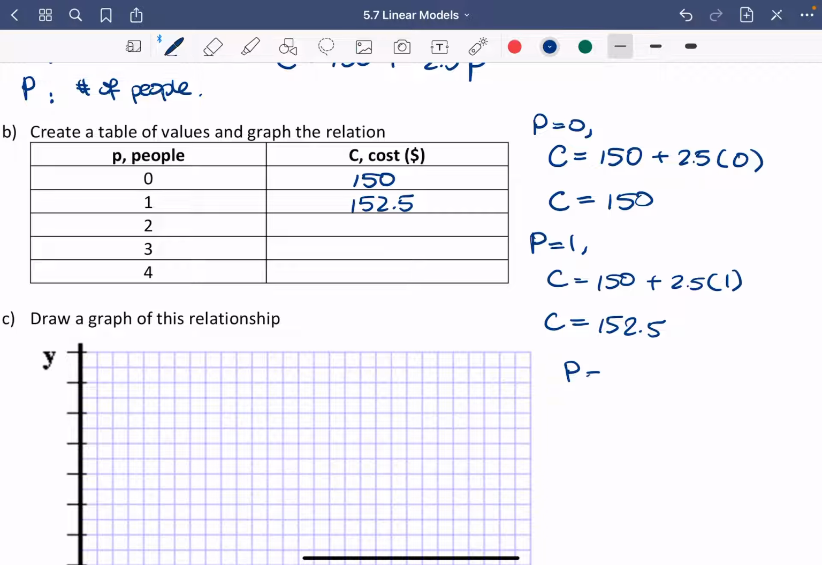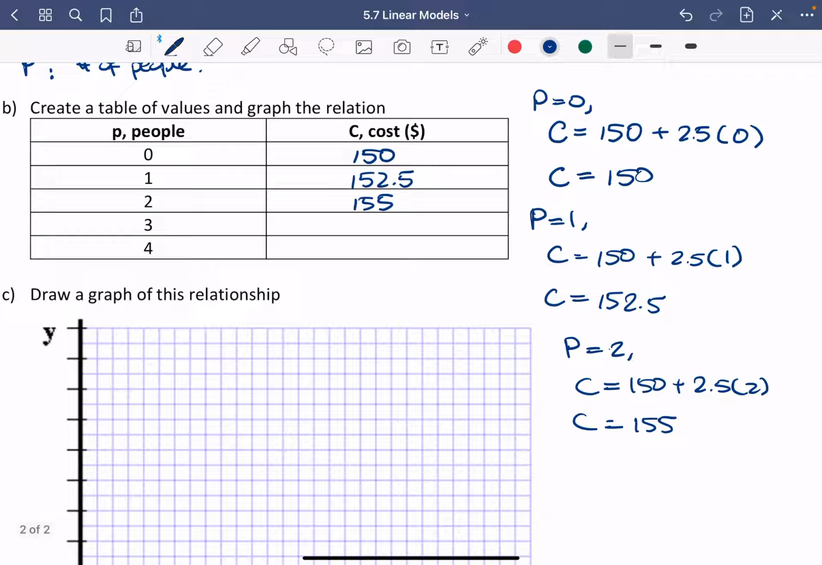And you can calculate each of them. So P equals 2, C is equal to 150 plus 2.5 times 2, which is 155, etc. I'm just going to fill that out. You guys should be able to do that now. 157.5 and 160.